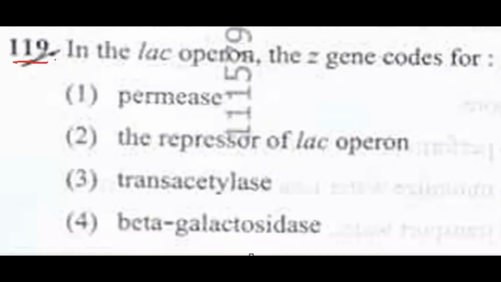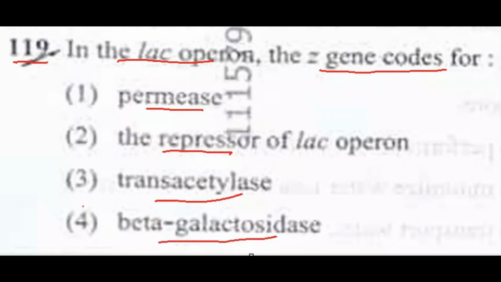Question number 119. In the lac operon, the Z gene codes for which of the following? Option 1, permease. Option 2, the repressor of lac operon. Option 3, trans-acetylase. Option 4, beta-galactosidase. And the answer is option 4, beta-galactosidase.